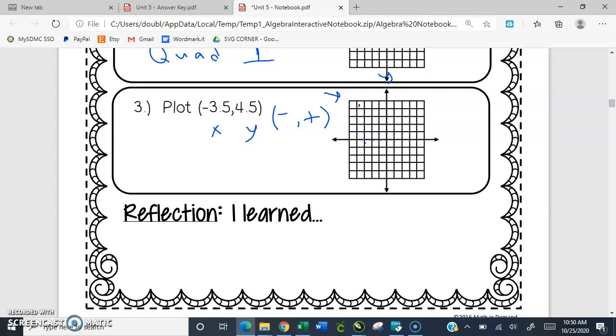Okay, so go ahead and write a reflection. Remember, we deal with DLIQ. What did we do? What did we learn? What was interesting? And if you had any questions, okay, so you should have at least 4 sentences written out.